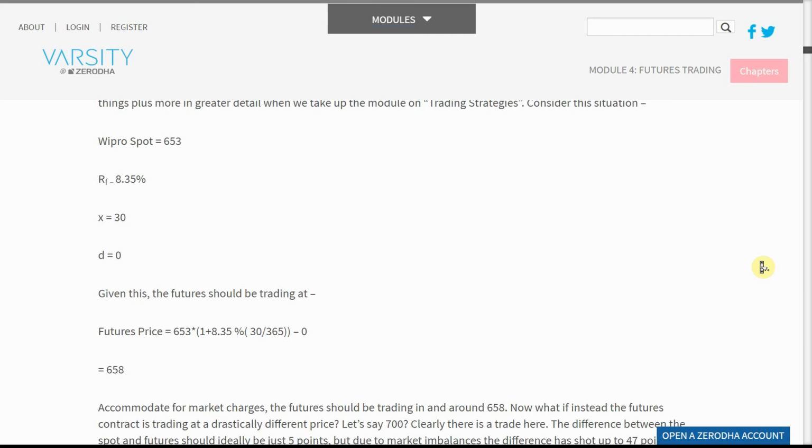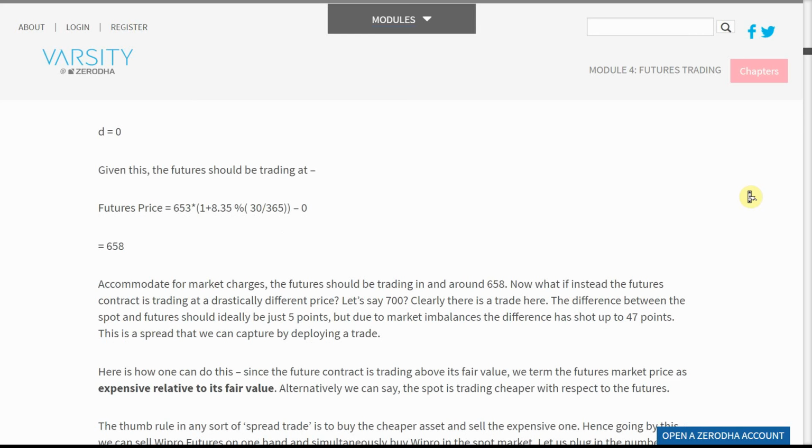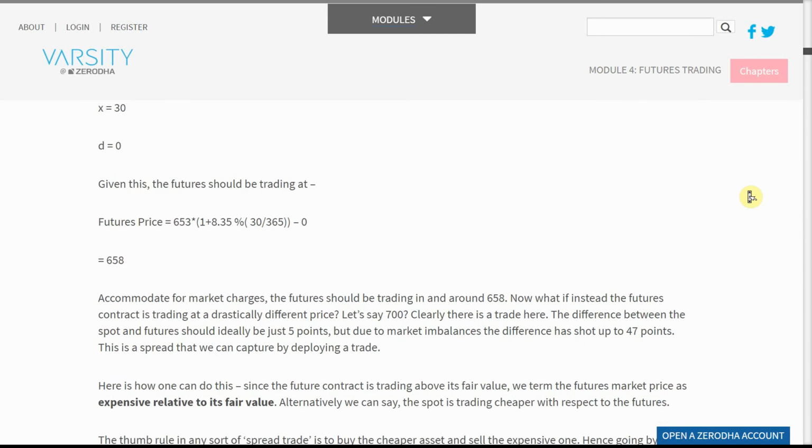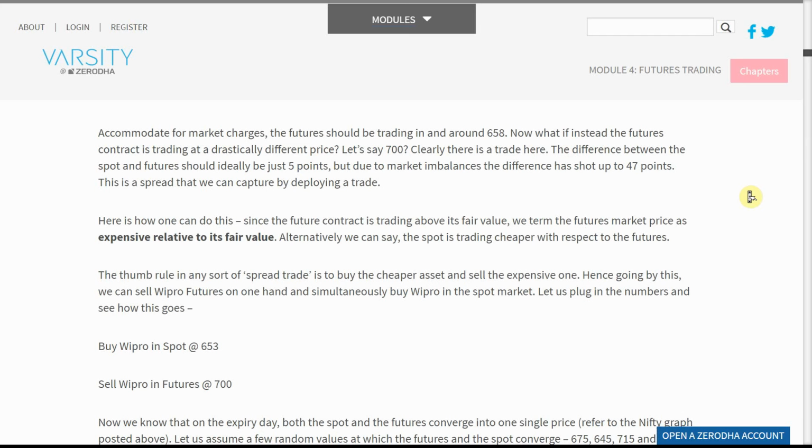Now what if instead the futures contract is trading at a drastically different price? Let's say 700. Clearly there is a trade here. The difference between the spot and futures should ideally be just 5 points. But due to market imbalances, the difference has shot up to 47 points. This is a spread that we can capture by deploying a trade.